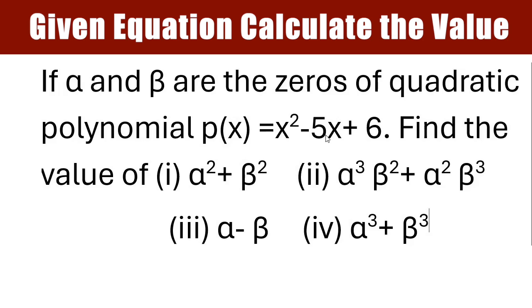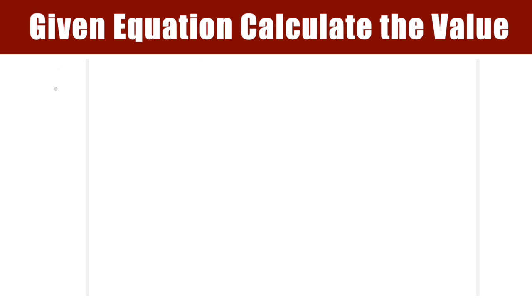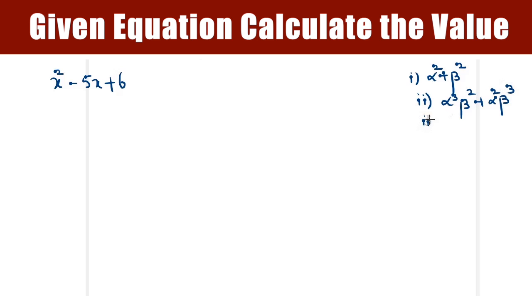So let's note the input polynomial. It is x squared minus 5x plus 6. I'm going to list all the conditions here so that we can use them for calculation. Alpha squared plus beta squared. The second condition is alpha cube beta squared plus alpha squared beta cube. The third condition that we are going to calculate is alpha minus beta, and the fourth one is alpha cube plus beta cube. So let's first calculate what is alpha plus beta for this input, and alpha beta.